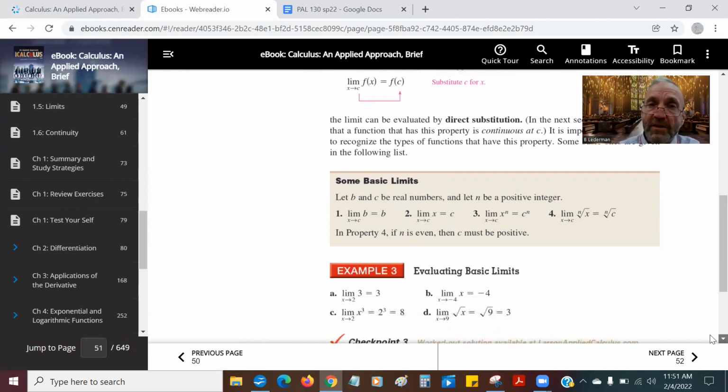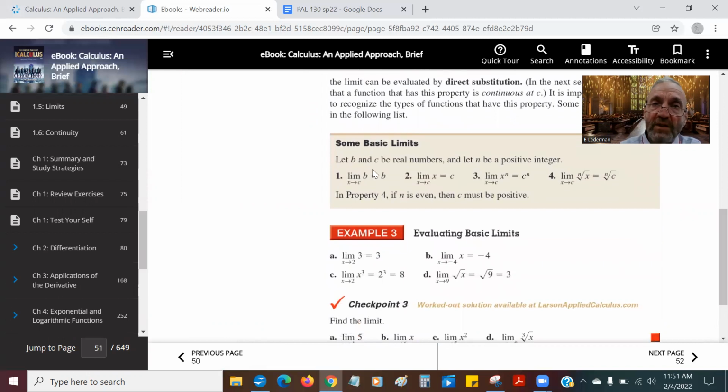Now let's look at some basic limits. If B and C are real numbers, and n is a positive integer, then the limit as x approaches C of B is just equal to B. It's just equal to itself. That does not make any sense. I think it's a typo. Let me just think about this for a second. Let's look at the typo. Yeah, I take it back. It's not a typo. Limit as x approaches C of B. Now, B is just a number. It's a constant. It doesn't change. So it doesn't matter. X can approach whatever it wants. B is always just B.